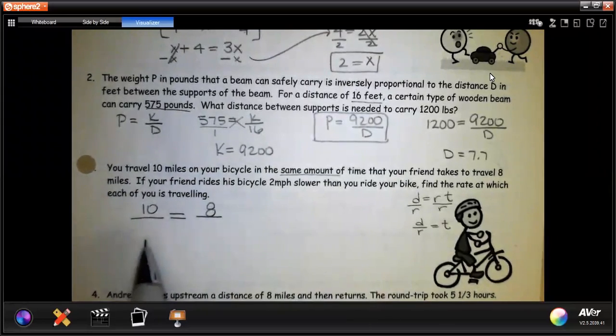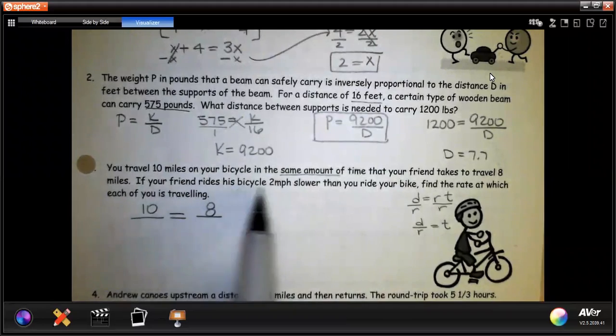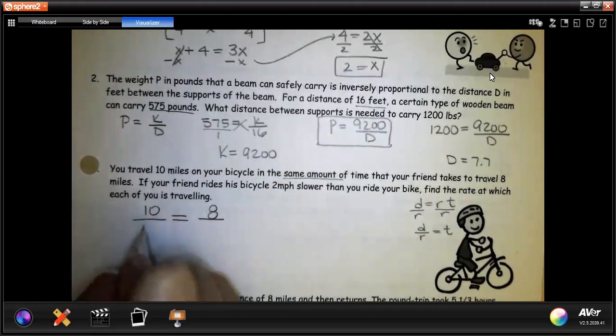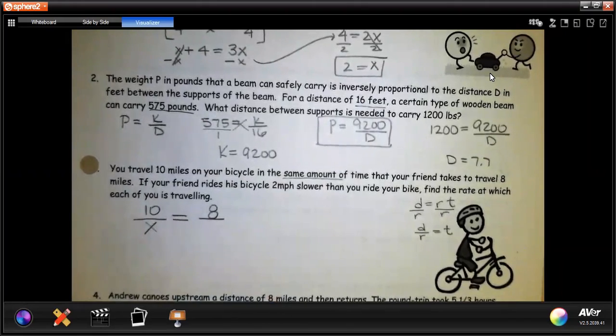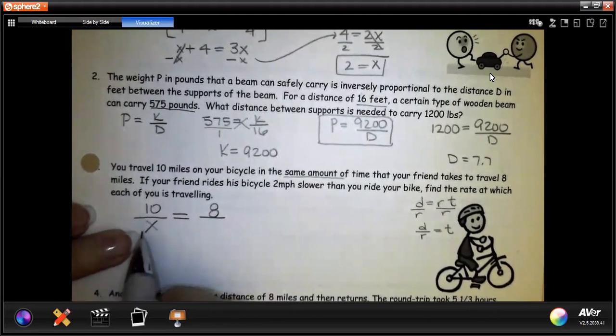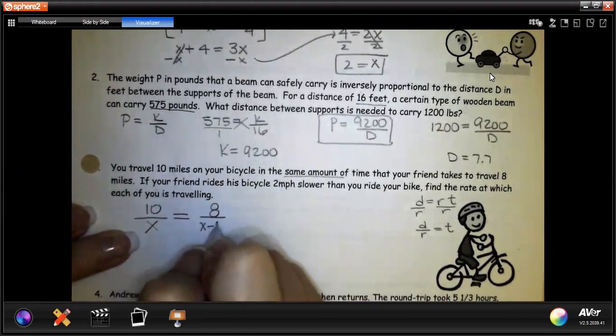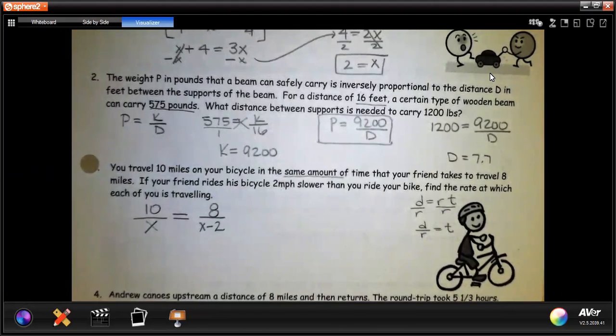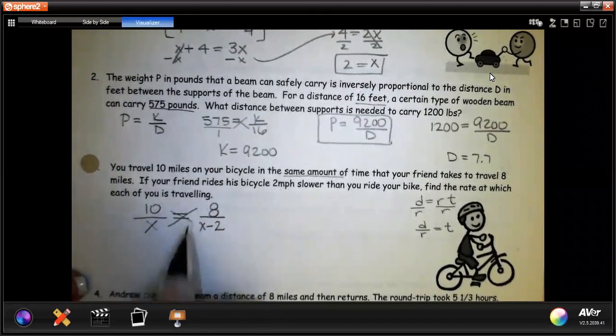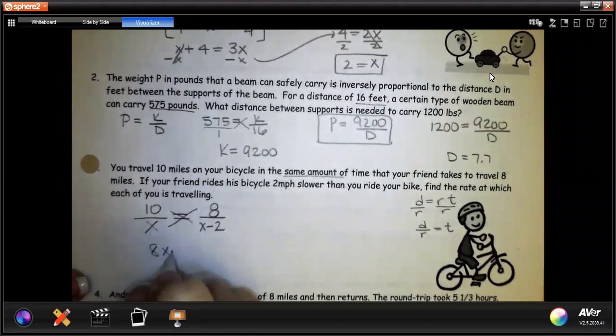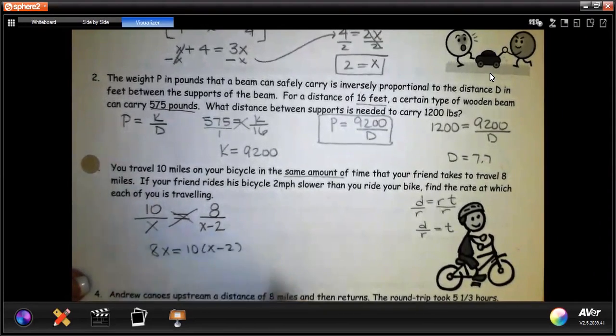Now we need our rate on the bottom. It says your friend rides his bicycle 2 miles per hour slower than you ride your bike. Find the rate at which each of you is traveling. So if I am traveling at X, or you are traveling at X, then because we don't know the rate, and your friend is riding 2 miles per hour slower, then that would be X minus 2. That is our setup there. Because it says the same amount of time, we set it equal to each other. Now we're ready to cross multiply. So that gives us 8x equals 10 times x minus 2.